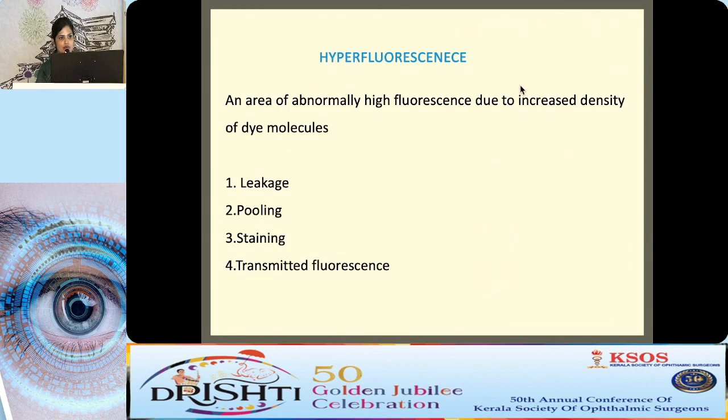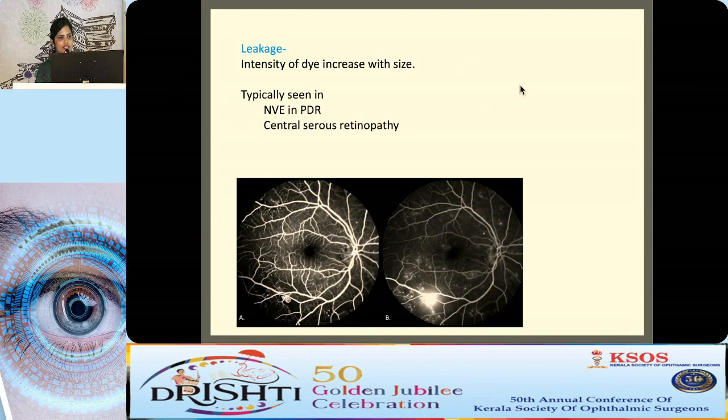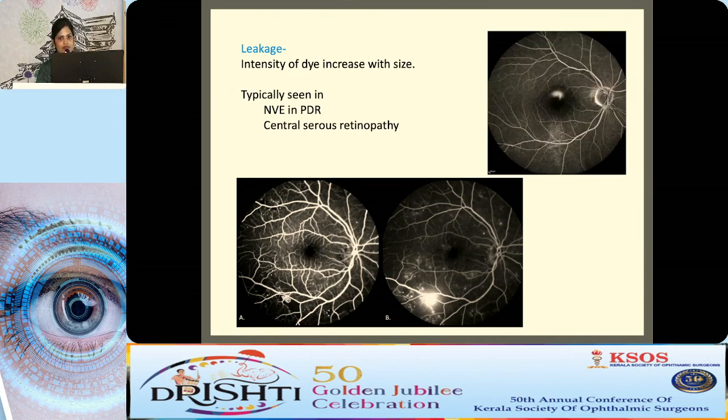Next is hyperfluorescence, an area of abnormally high fluorescence due to the increased intensity of dye molecules. It includes leakage. In leakage, the intensity of the dye increases with the size. As you see in the picture, the first image shows only the intensity, and then the size of the dye increases. Intensity and size of the lesion increase as we go to the later stage. It is commonly seen in NVs in PDR and CSR. This is the smokestack appearance in CSR.